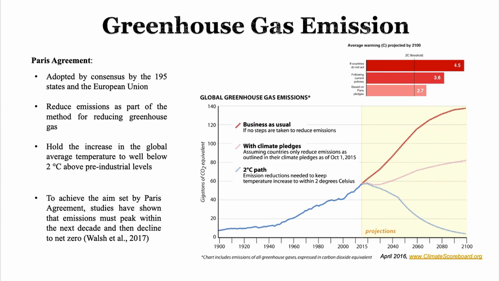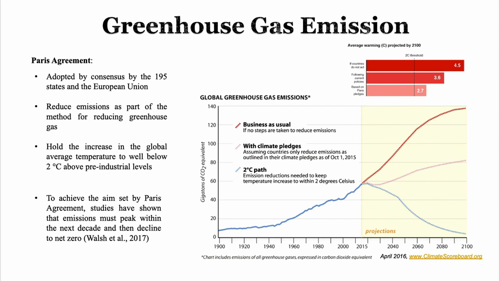And then facing this problem, the Paris Agreement was adopted by consensus by 195 states and the European Union in 2015, trying to reduce emission as part of the method for reducing the greenhouse gas. And the aim for Paris Agreement is to hold the increase in the global average temperature to well below 2 degrees Celsius above the pre-industrial level.